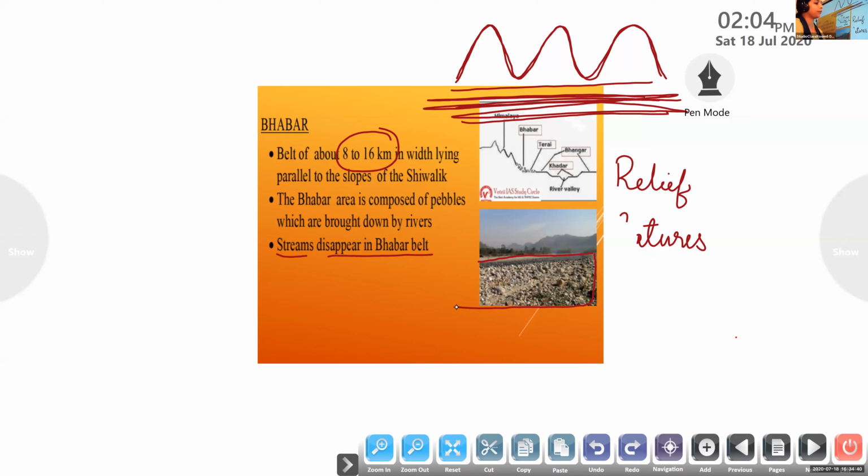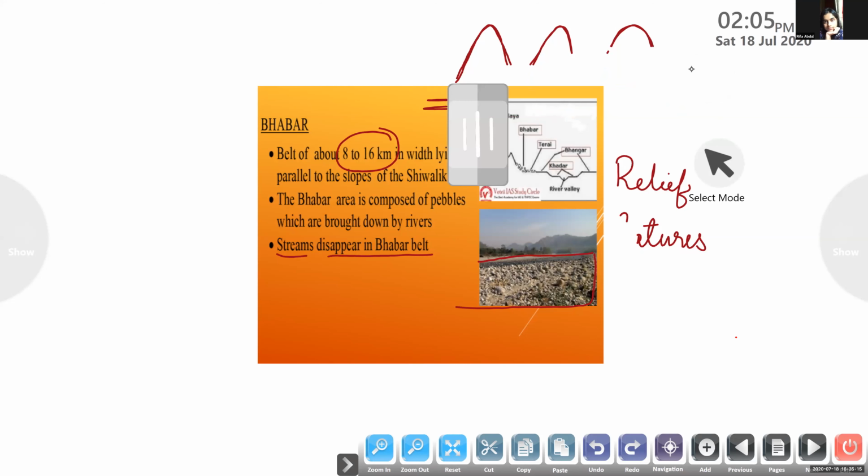Streams means rivers, which disappear in the Babar belt. What is the meaning of the sentence? It doesn't mean rivers disappear. We cannot see the rivers because of the pebbles. Actually, the river is flowing through this way, but we cannot see it because of the pebbles. Is it clear or confused? It is clear, ma'am.